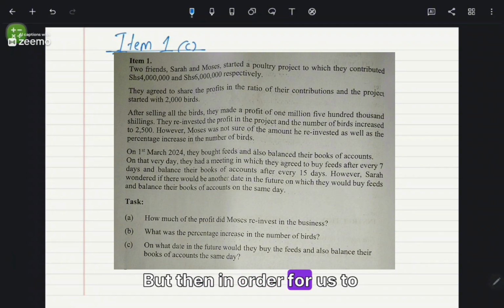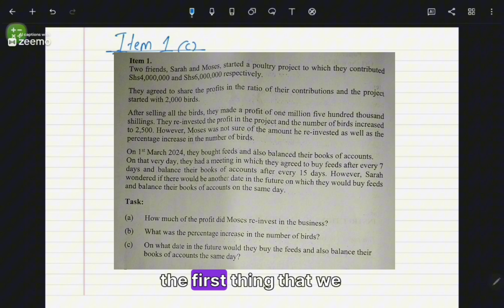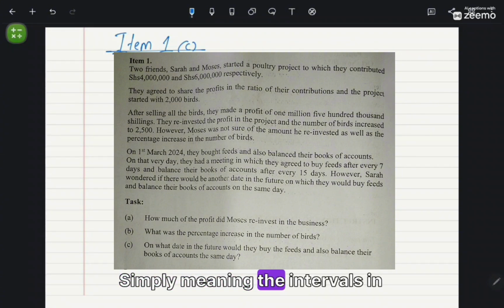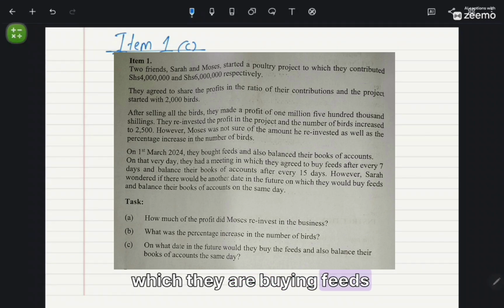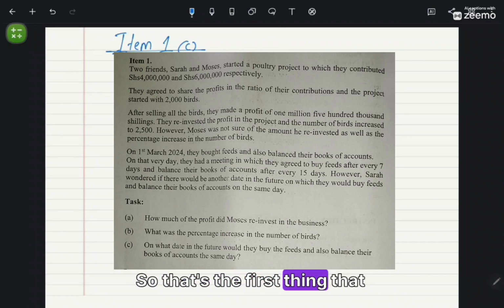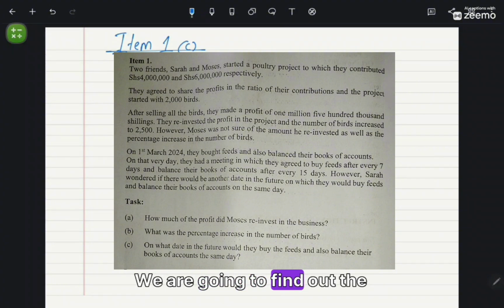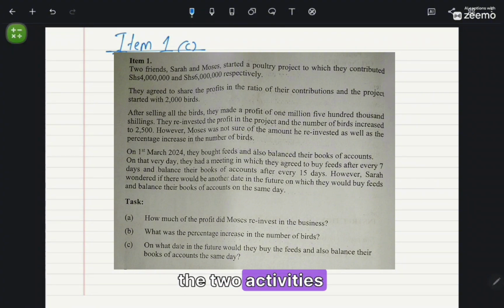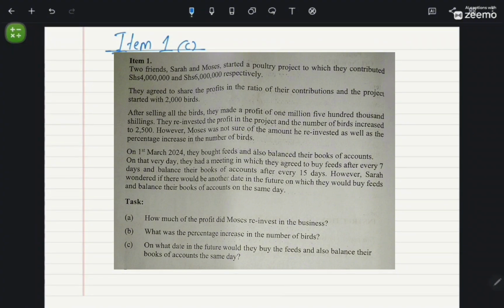But then in order for us to find the next date in the future when they will buy feeds and balance their books of accounts, the first thing that we need to do is to identify the cycles, simply meaning the intervals in which they are buying feeds and balancing their books of accounts. So that's the first thing that we are going to do. We are going to find out the cycles in which the two activities are carried out.